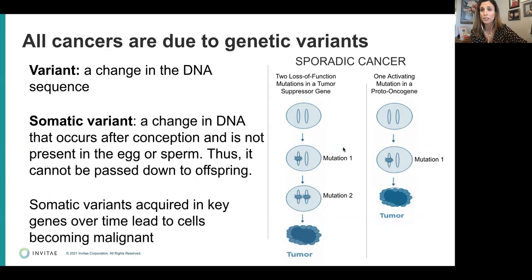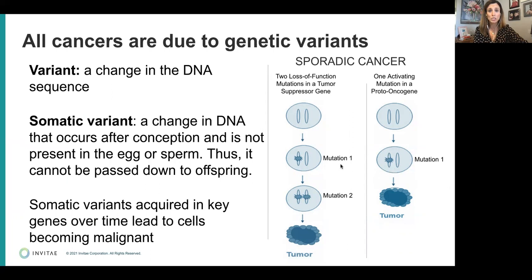On the other hand, in proto-oncogenes, we can see that an individual can start with two normal copies of the gene, but when one variant or mutation is acquired in one copy or allele of the gene, that actually activates the gene. So it's like the gas pedal in a car, and then leads in a proto-oncogene to that cell potentially becoming malignant and developing into a tumor.